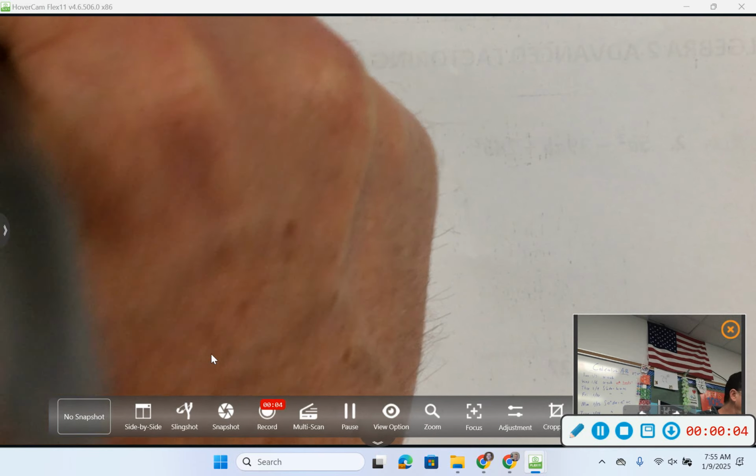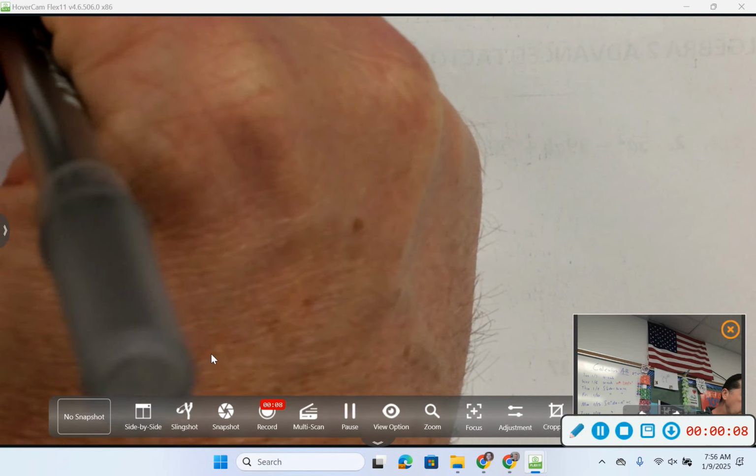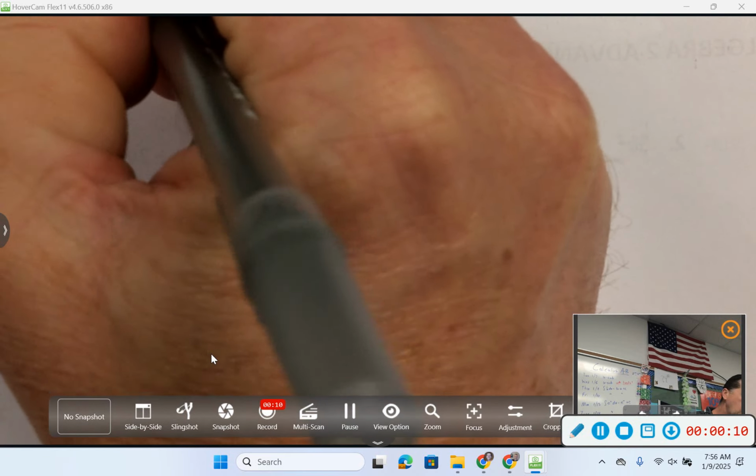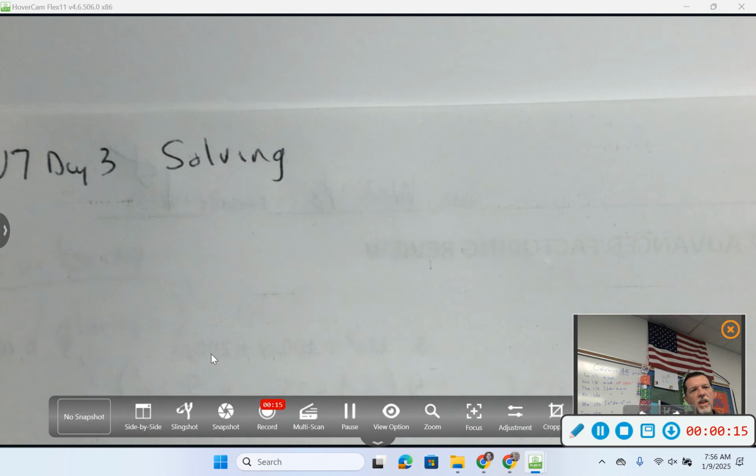Okay, so this is unit 7, day 3, solving. Can you see it?